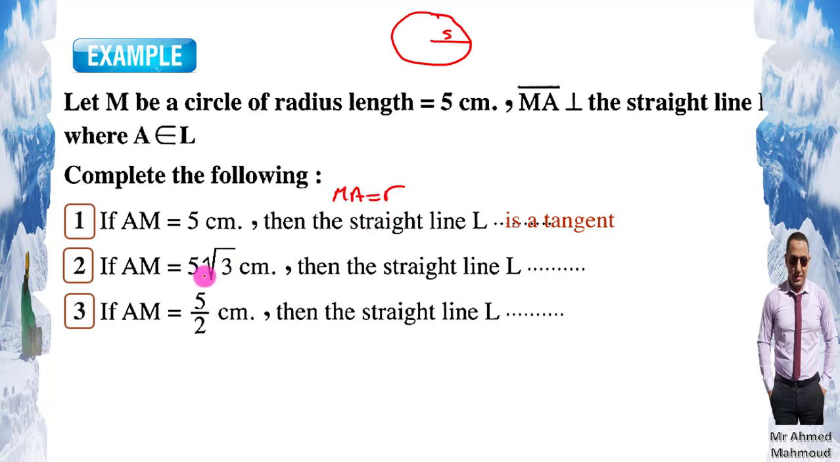طيب لو ال MA equal 5 root 3 is 8.6، يعني الكلام ده greater than R، فهيكون اللي هنا اللاين outside the circle. طيب ولو ال MA equal 5 over 2 يعني 2.5 اللي هي less than R، فال 2.5 اللي less than R هتكون secant to the circle أو intersect the circle.